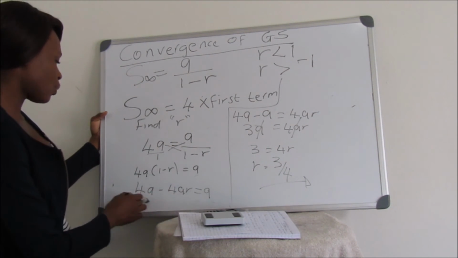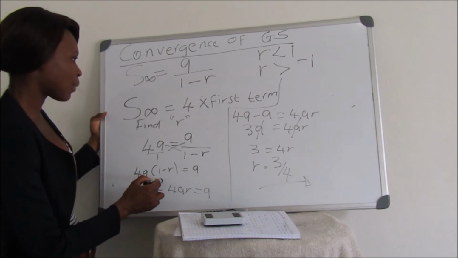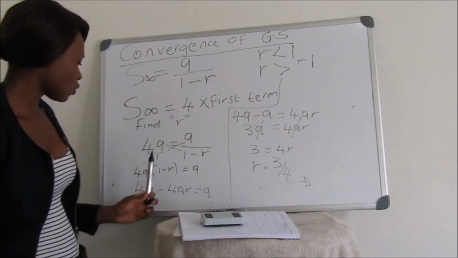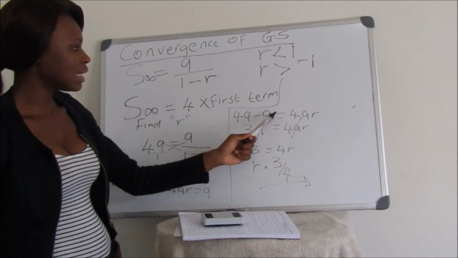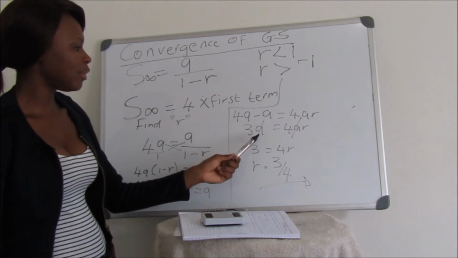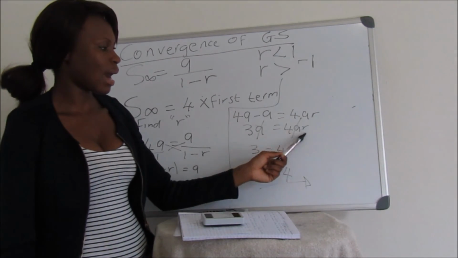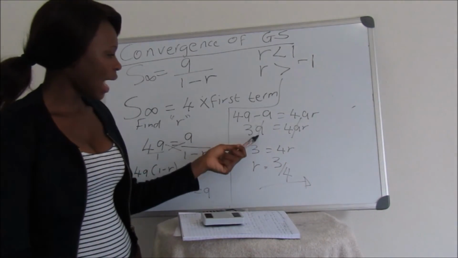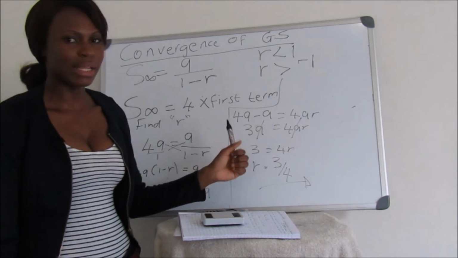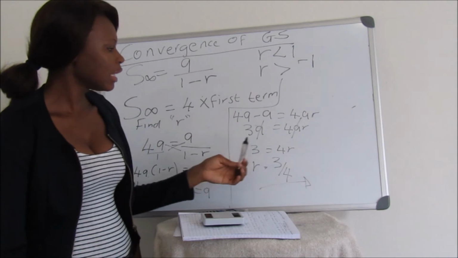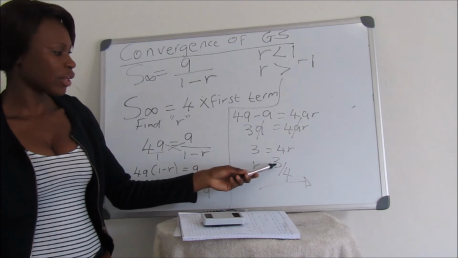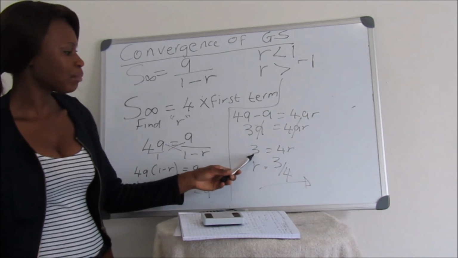We are now left with this equation after multiplying out the brackets, and going to the next step, we group the like terms, where 4A minus A is equal to 4AR. Then 4A minus A will be 3A is equal to 4AR. Looking at that, A is common on both sides of the equal sign, which means that the A can now cancel out. We are left with 3 is equal to 4R, and our R is equal to 3/4 after dividing both sides by 4.